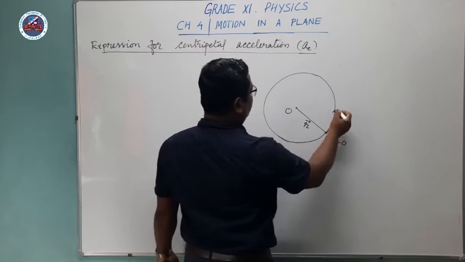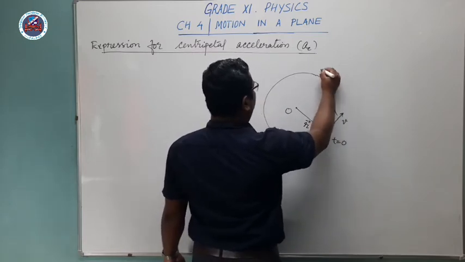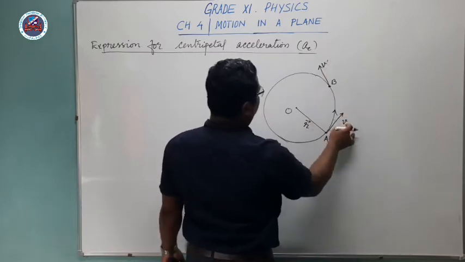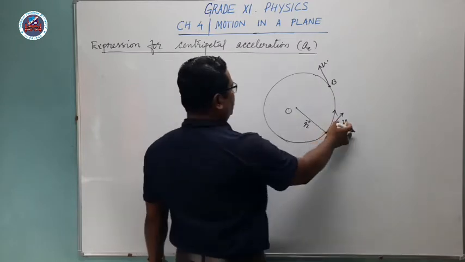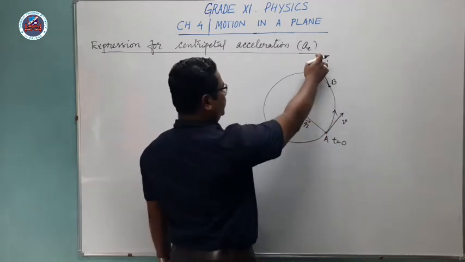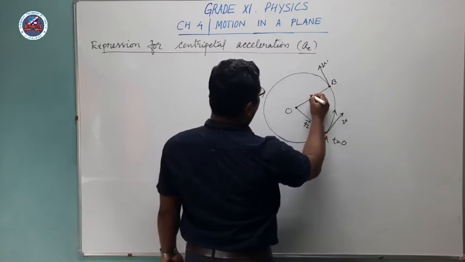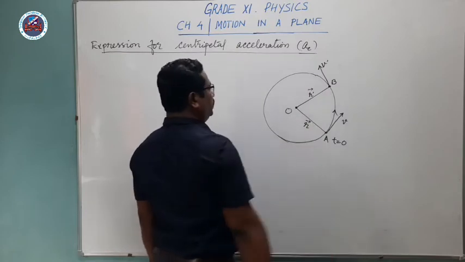Now when the body has moved to this point B, the velocity we take as v dash, but you should remember that v and v dash are both equal. They are traveling with the same velocity, just at 2 points we are taking, that's why I am writing it as v dash. Here the position vector, let it be r dash. Here also the values are equal.